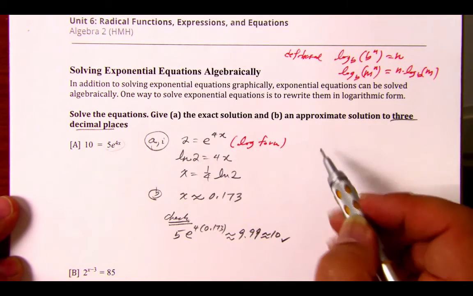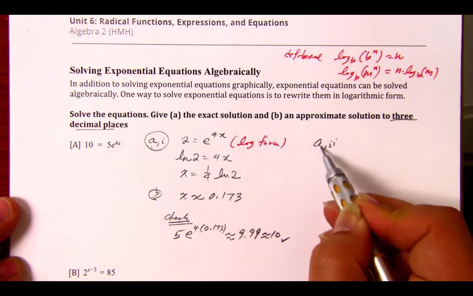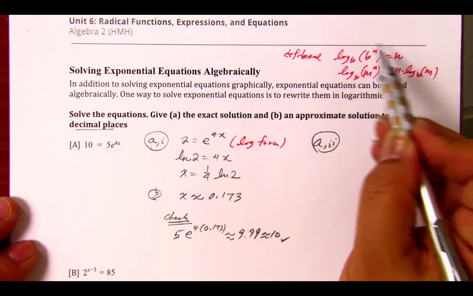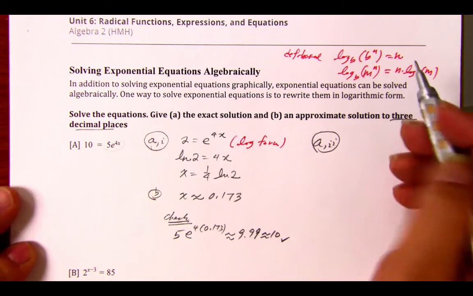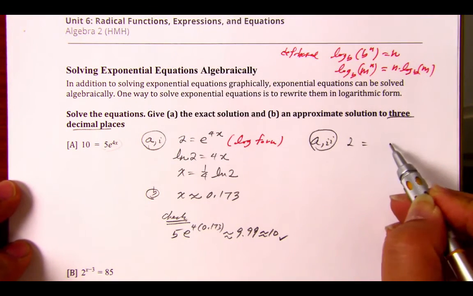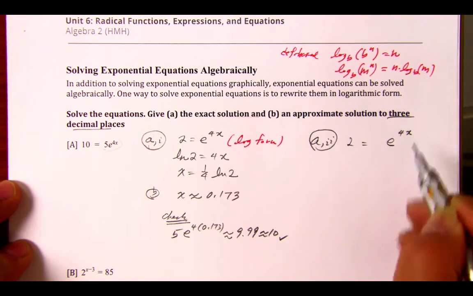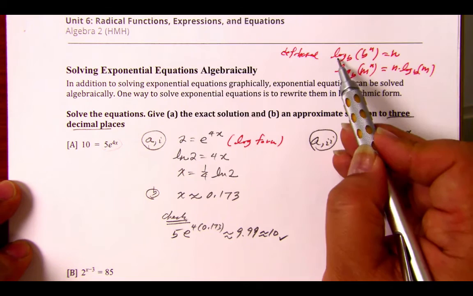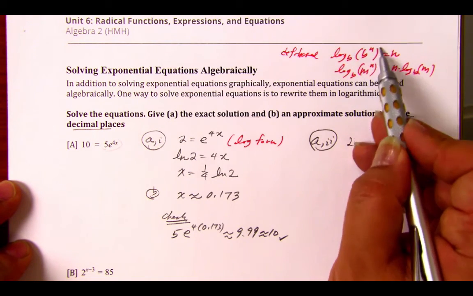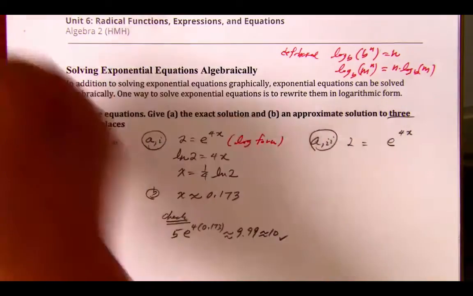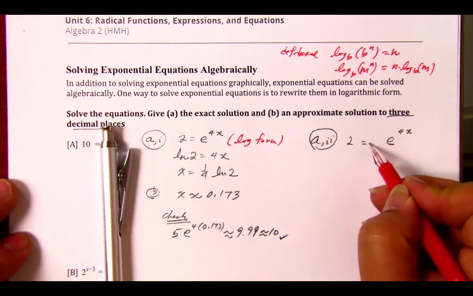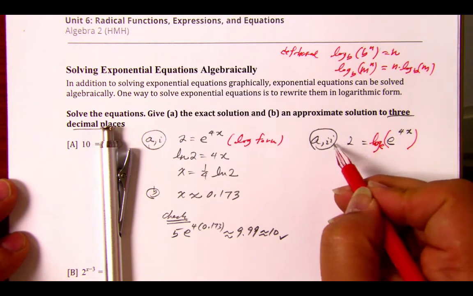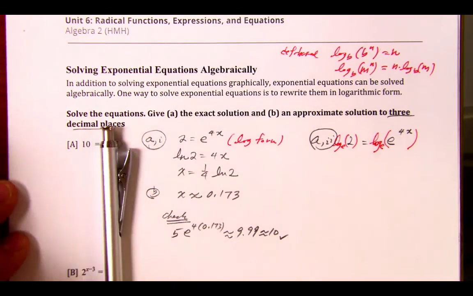Now, there's a second approach that I want to share with you. A, II is exactly this right here. I like to utilize that information. So I have 2 is equal to e to the 4x. To get rid of the base e, the base b here, I apply the log base b to that side. So what I can do is apply log base e here and log base e here as well, like this.